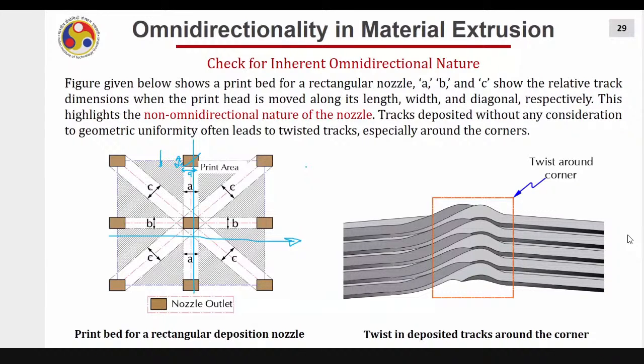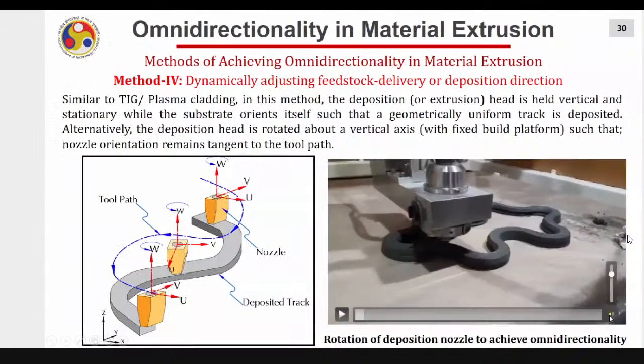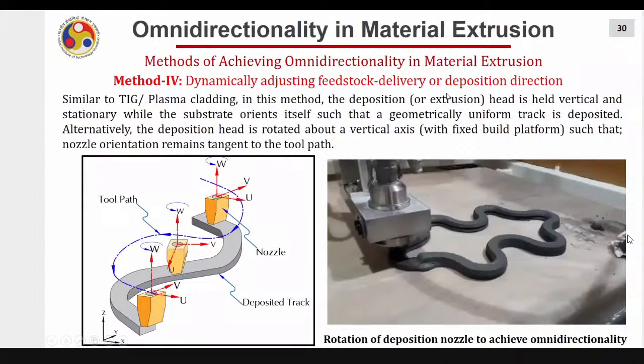So we have to do something. Another issue here also is that if you take a turn, for example, you are depositing like this and then you are taking a turn, there will be a twist here, right? From this much width, it is changing to another width. So there will be a twist at the corners like this. So how can we really resolve this issue? It is possible by rotating. You remember our 4 methods? Out of that, here I'm applying method number 4, that is dynamically adjusting the feedstock delivery. Similar to TIG or plasma, in this method, the deposition head is held vertical and stationary while the substrate orients itself such that a geometrically uniform track is deposited. Alternatively, the deposition head can be oriented.